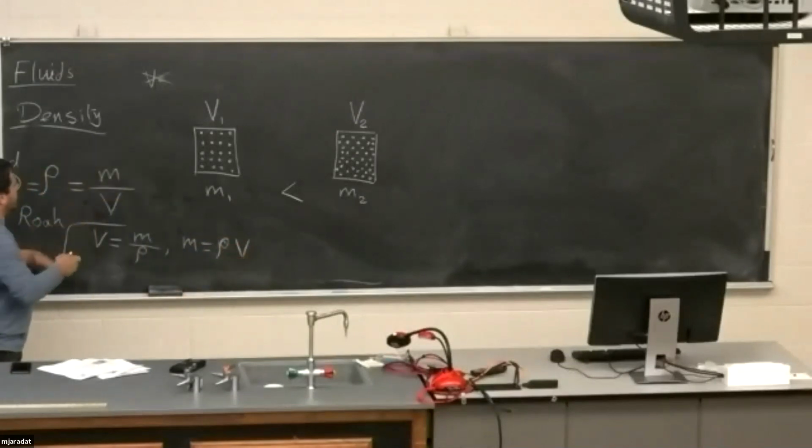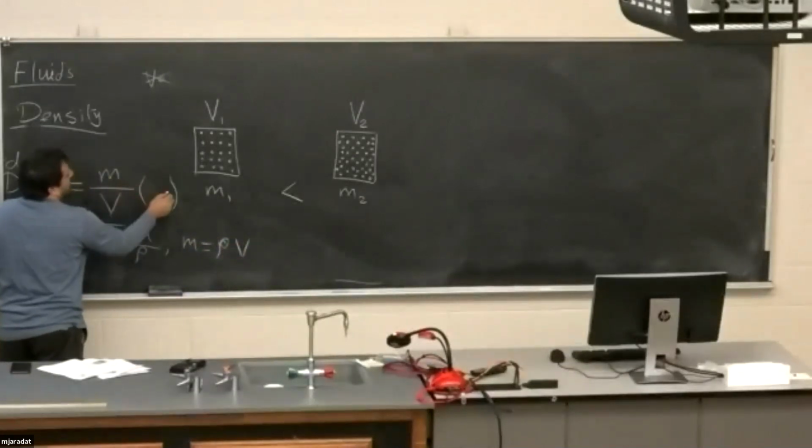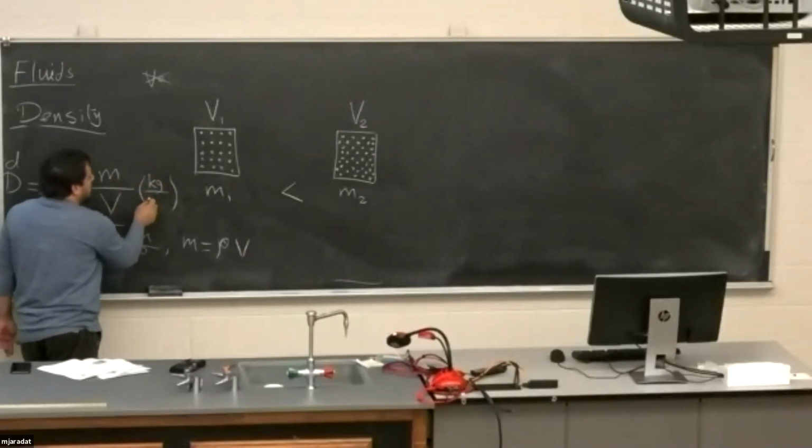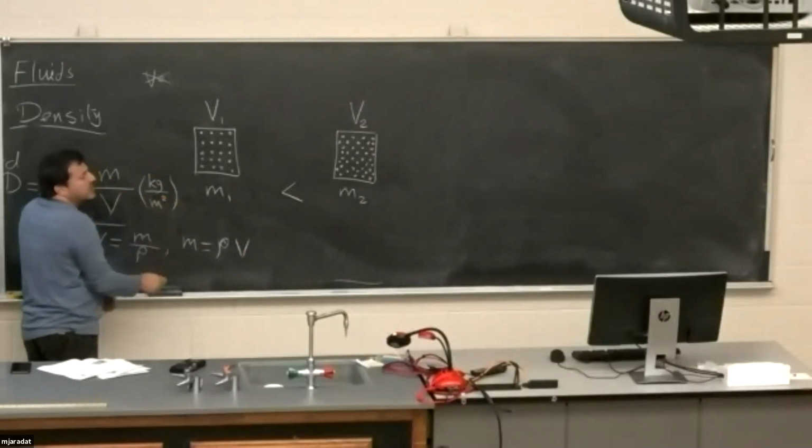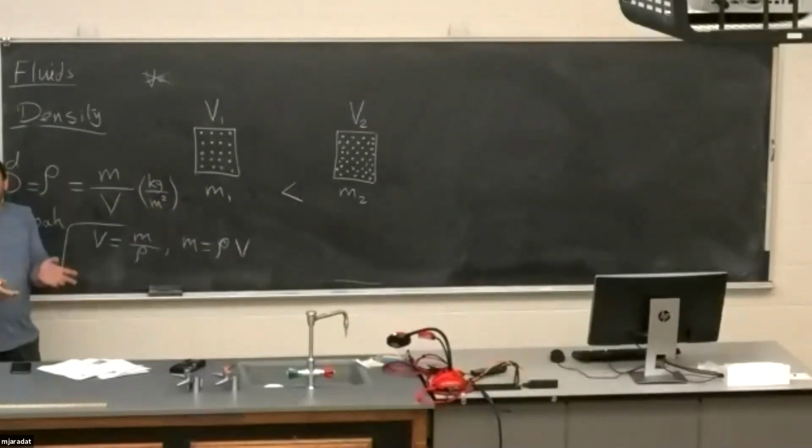Now what are the units? The unit of the mass is kilogram. The unit of the volume is meter cubed. In some examples, it will be centimeter cubed. It's okay, but it's a volume. Okay. Any question about this point?